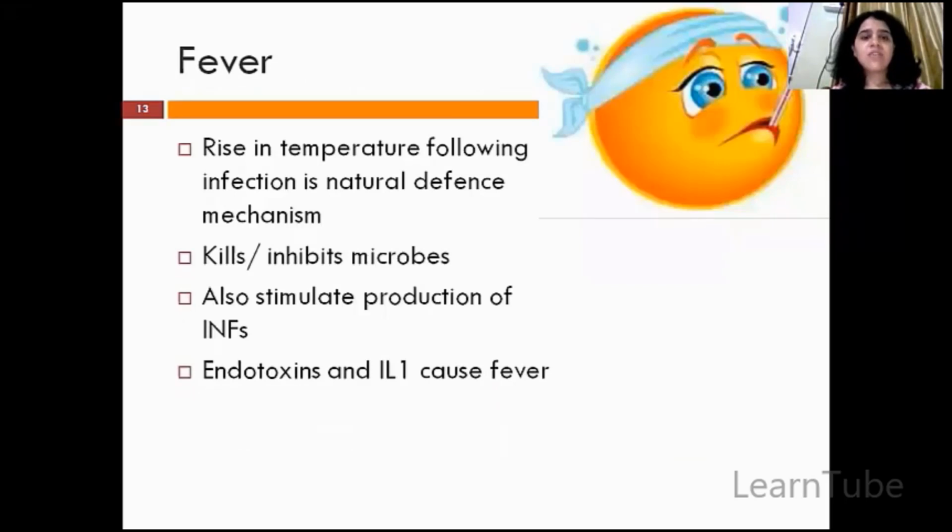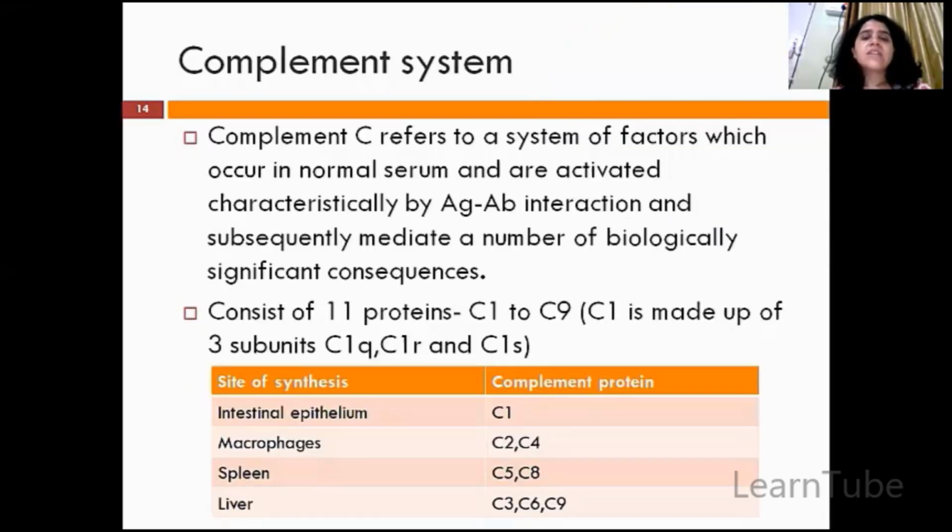Next is fever. Fever is rising temperature following infection. It is a natural defense mechanism. Due to the increase in body temperature, many microbes cannot resist high temperatures. They either get killed or their activity is inhibited. Fever also stimulates production of interferons, and endotoxins and interleukin 1 usually cause fever.